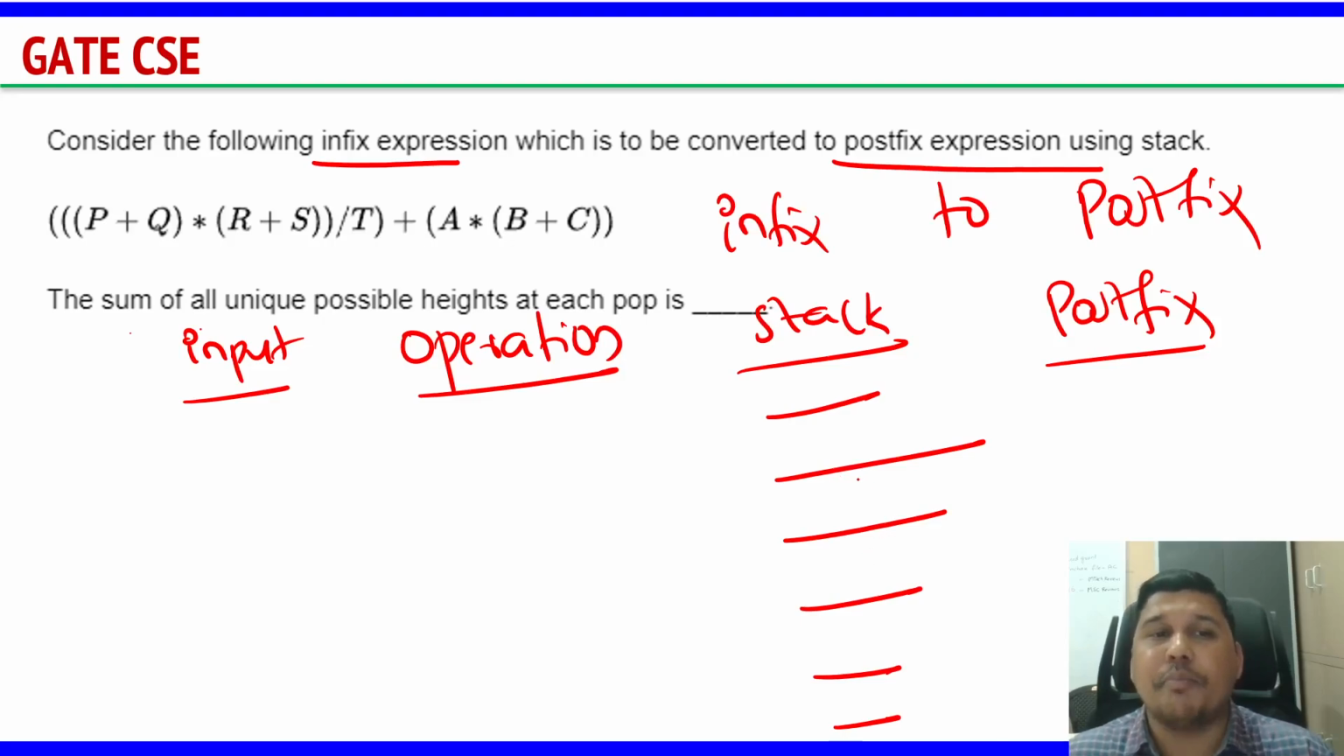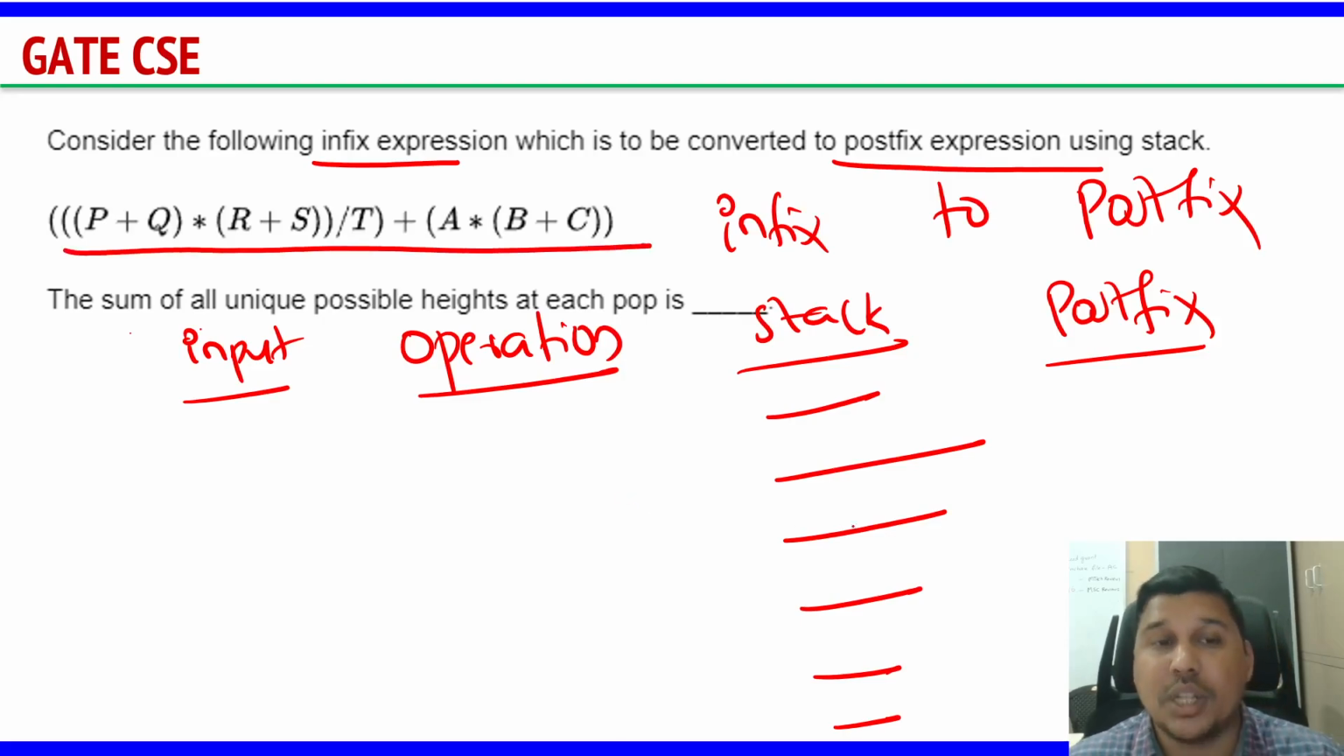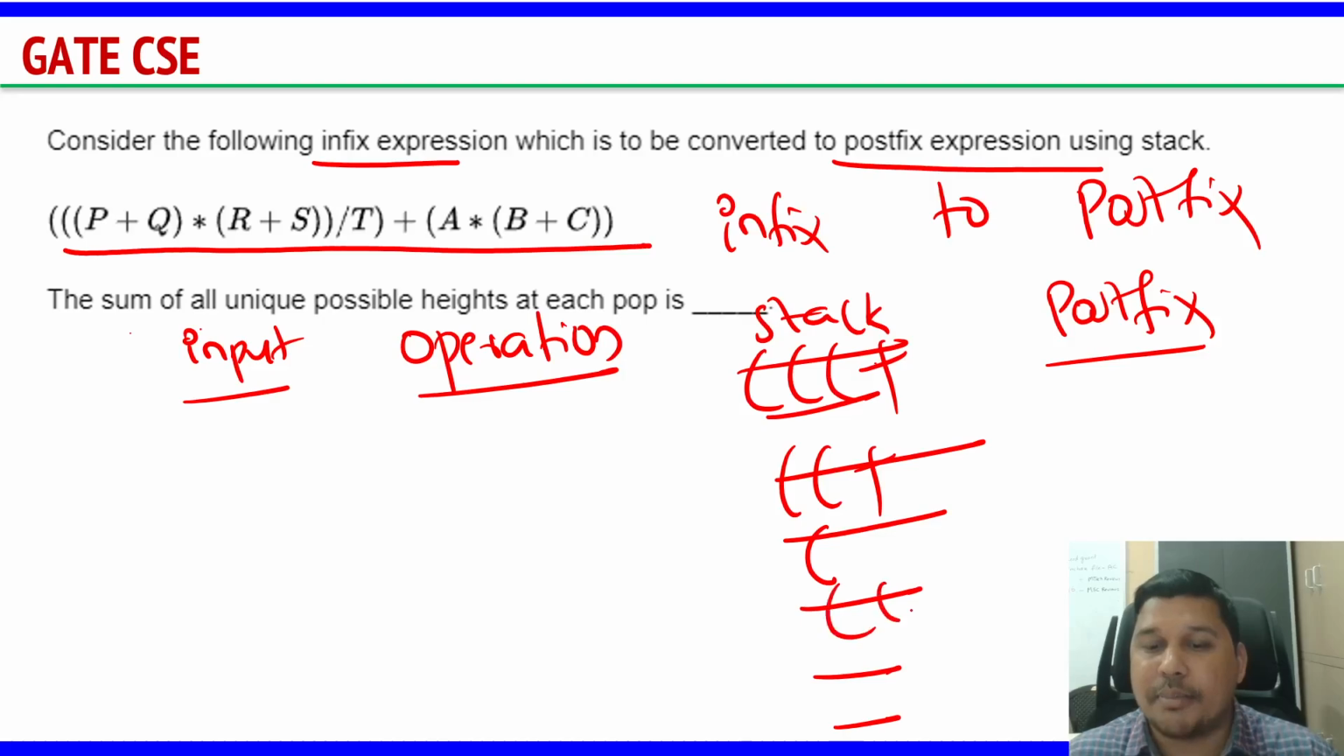It means you have to implement the infix to postfix conversion. That table you have to draw for this whole lengthy expression, and during that time your stack height will be different. Sometimes the open bracket three times, then plus, then again it becomes only 2 like this. Sometimes it is 1, sometimes it is 4, some minus like this. So the sum of all the unique heights is what they are asking here.